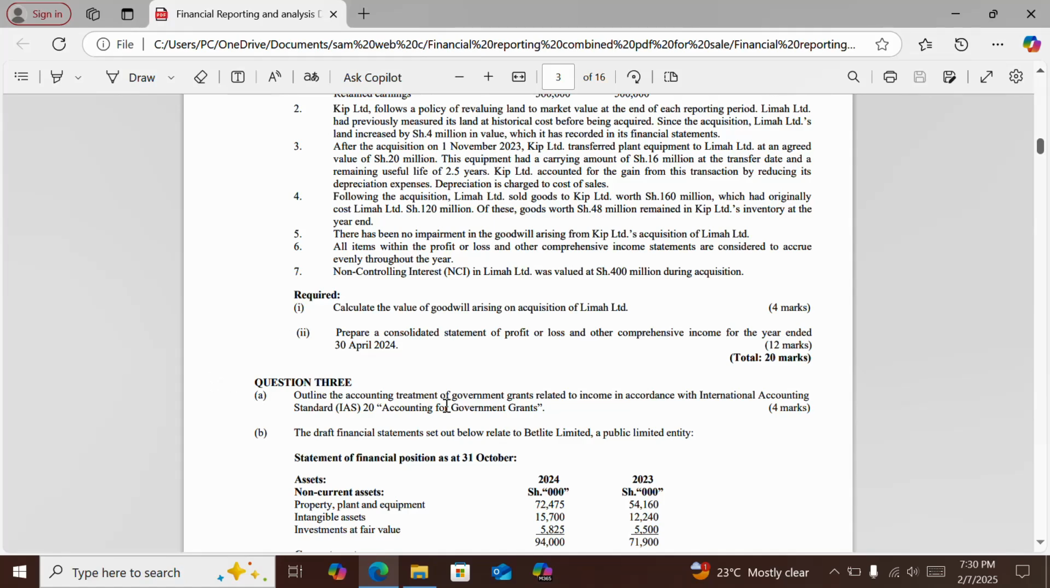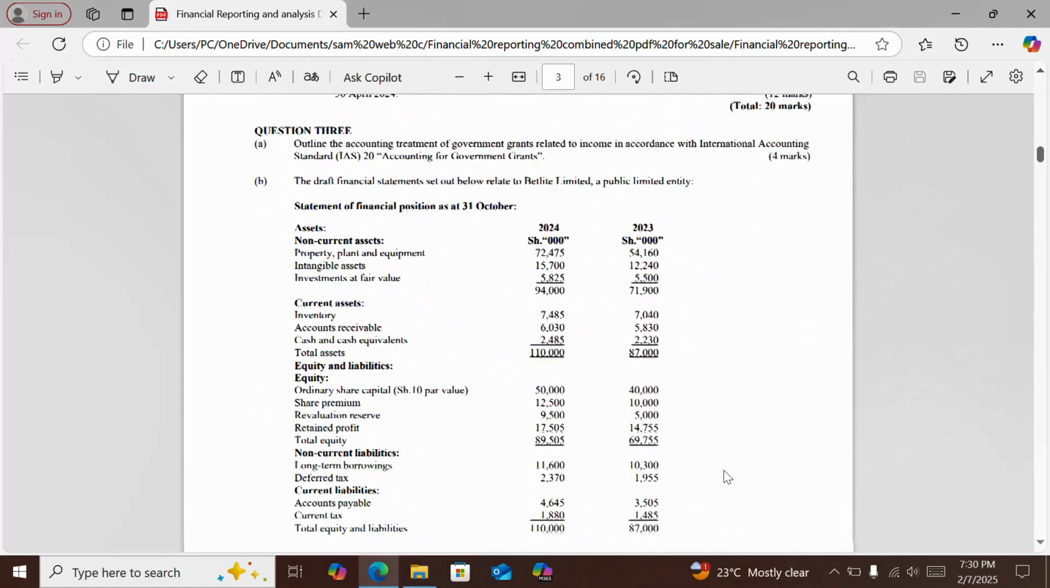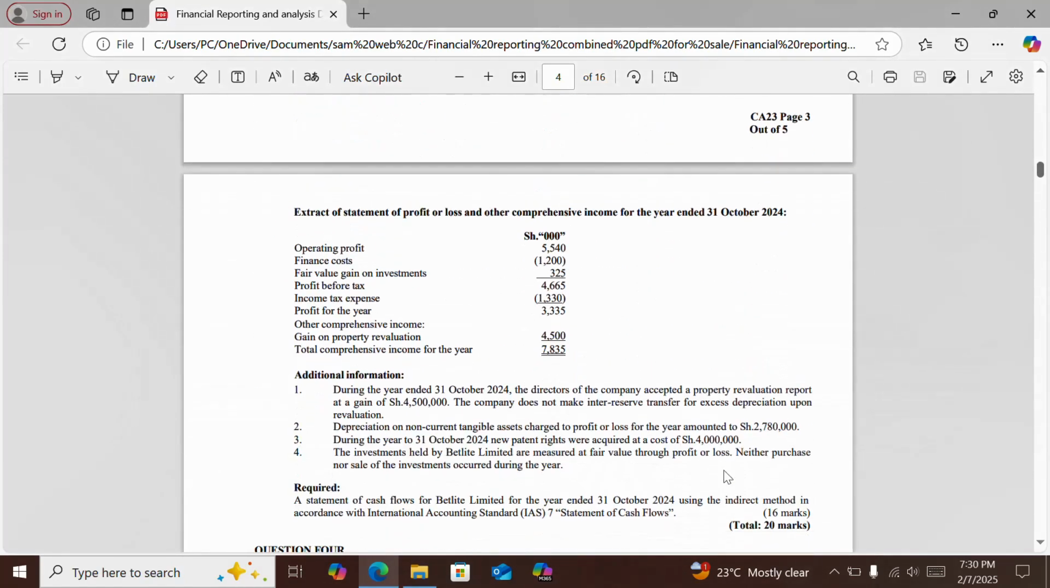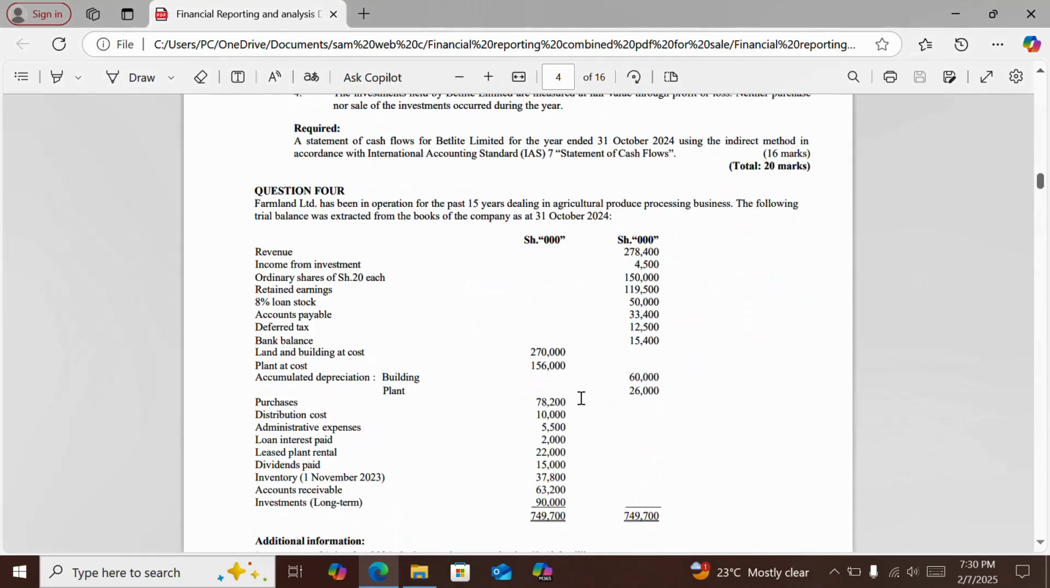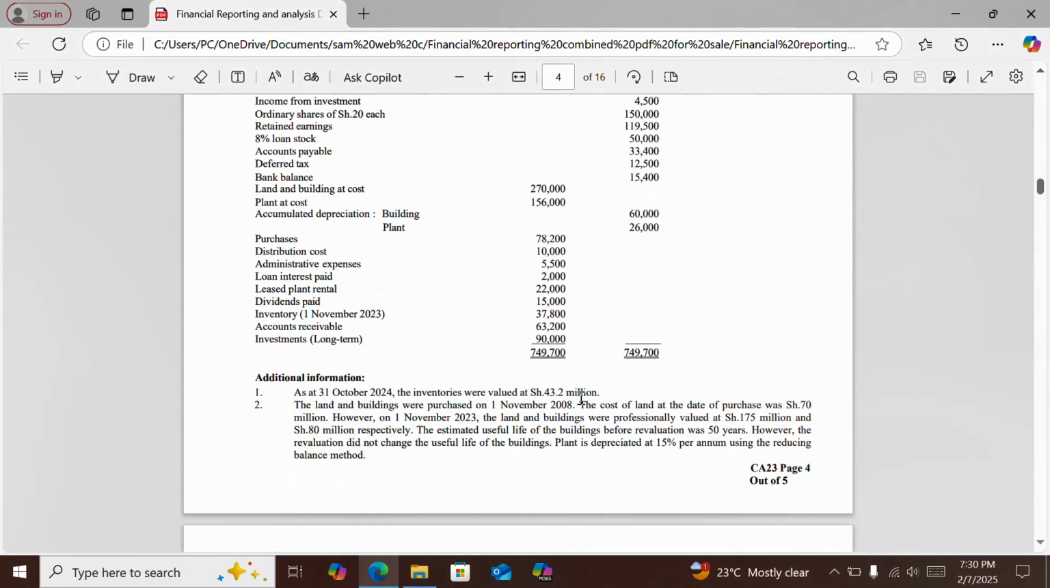Then question 3, outline the accounting treatment of government grants related to income in accordance with International Accounting Standard IAS 20, accounting for government grants. Then part B required a statement of cash flow for Betrite Limited in accordance with the accounting standard IAS 7, statement of cash flows. And then question 4.